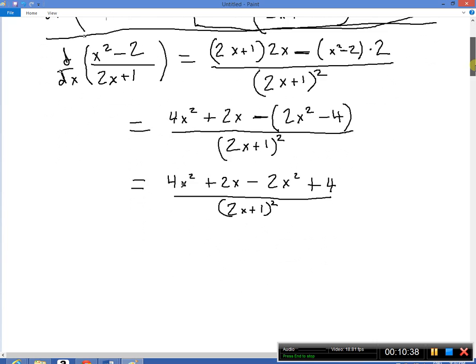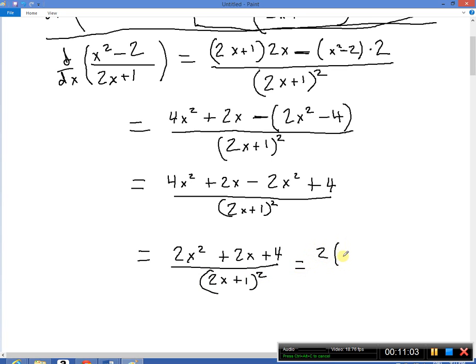And simplify that. All I can do here is get the 4x squared minus 2x squared, which gives me 2x squared. And then I get 2x plus 4 still there. A lot of even numbers here, aren't there? Maybe I can factor out a 2 usefully. Let's see what happens when I do that.